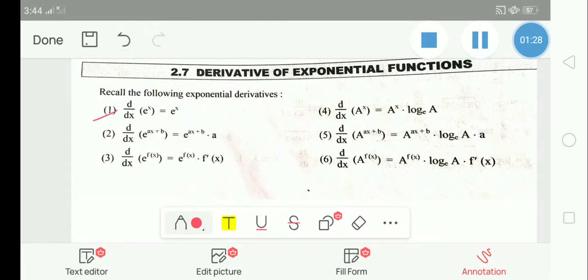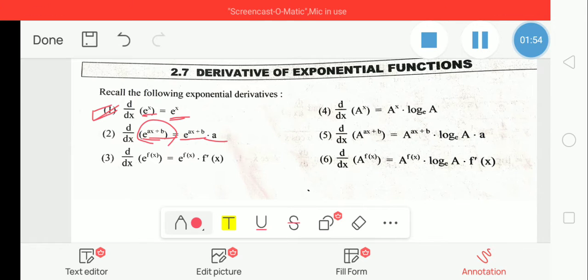The first is d by dx of e raised to x, so it gives e raised to x. We know this formula, we have already learned it: e raised to x gives e raised to x. Then e raised to ax plus b gives e raised to ax plus b multiplied by a. So in some examples they give e raised to ax plus b, and this derivative is e raised to ax plus b multiplied by a.